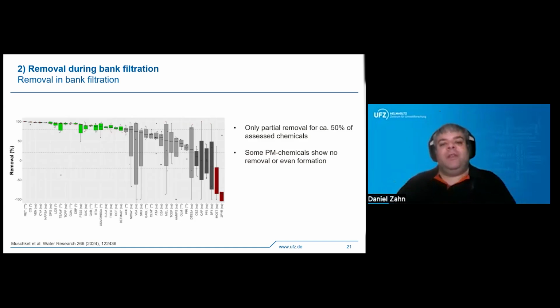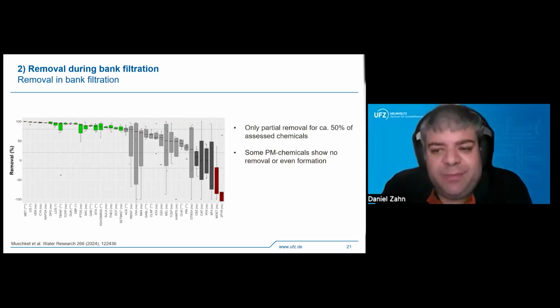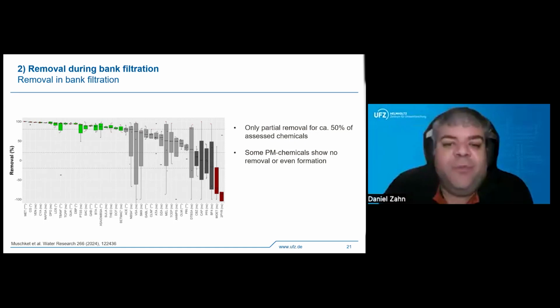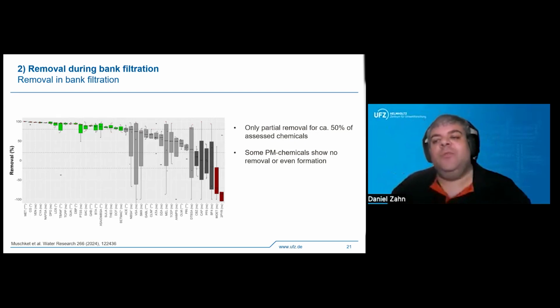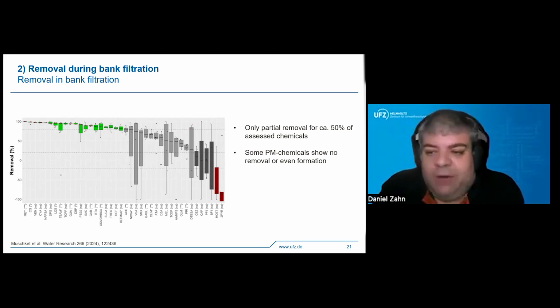So let's have a closer look at the bank filtration site located at the River Mulde. What you can see here are removal rates. Those are recorded over a time period of a couple of months. Therefore, you can see some variations, especially for those chemicals that are in the intermediate range of removal. Of course, we have dilution with groundwater, which makes it a bit hard to determine, but we took some tracer chemicals to account for this.